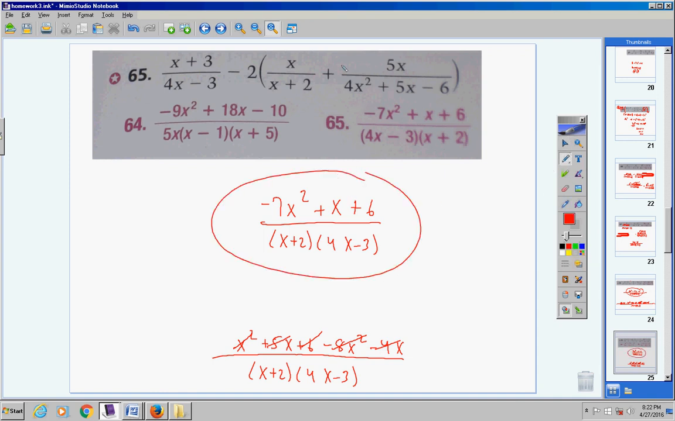So let's go over it again. You first add these two fractions together in the parentheses so that you have one fraction. Then take that one fraction times 2. And that gives you a fraction here and a fraction here. And then combine those two fractions.